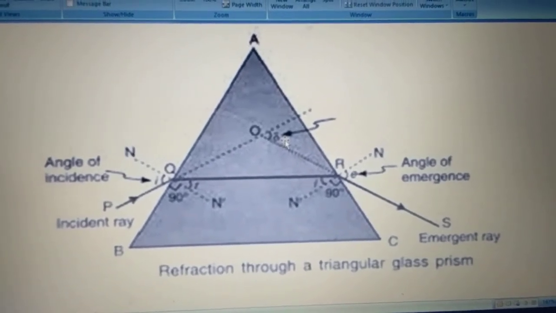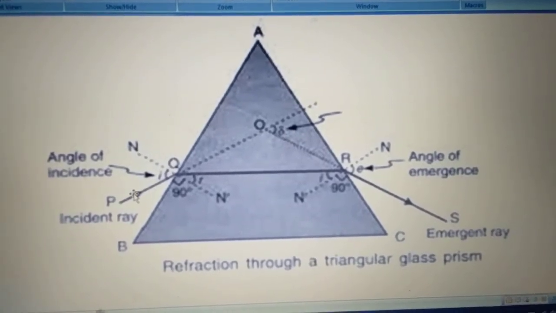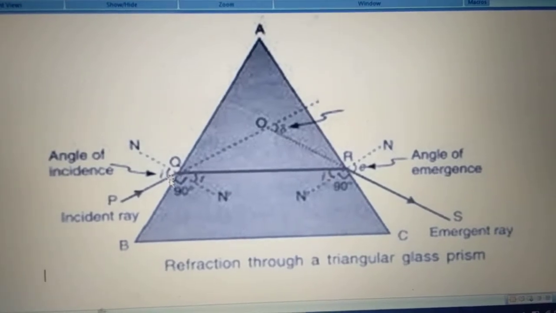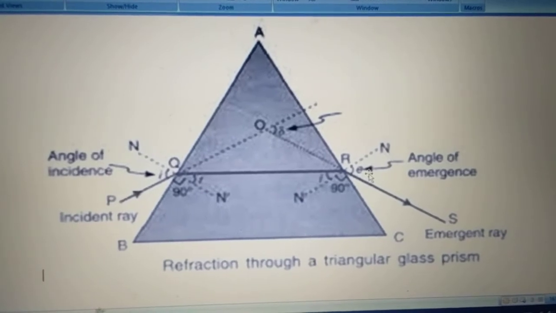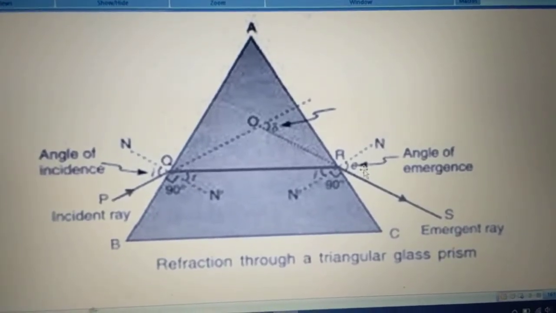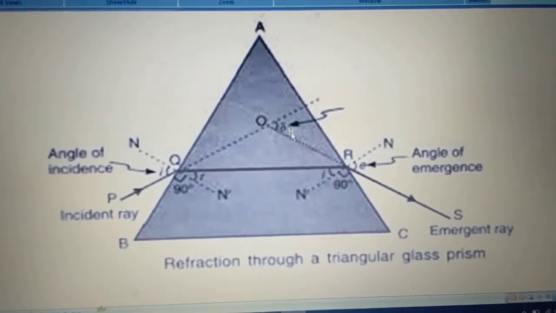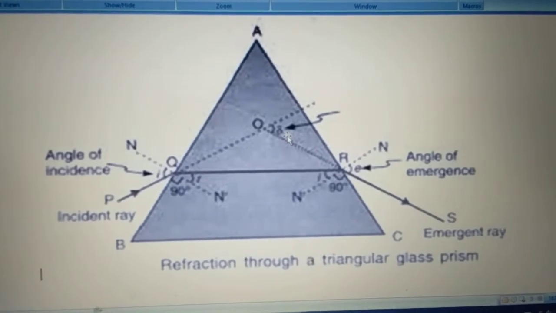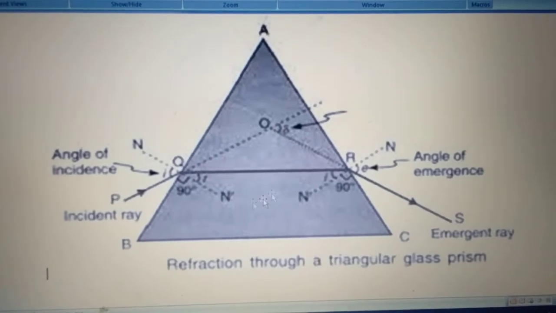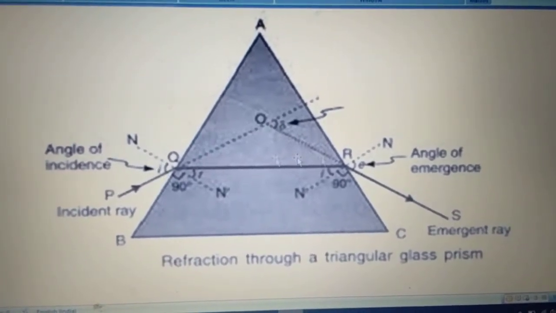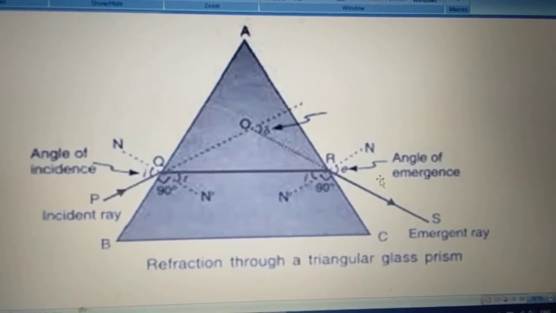There is a relationship between the angle of deviation, the angle of the prism A, the angle of incidence and the angle of emergence. What is that relation? Here A is the angle of the prism, and delta is the angle of deviation. The sum of these two is equal to the angle of incidence plus the angle of emergence. That is the relation between these four quantities.